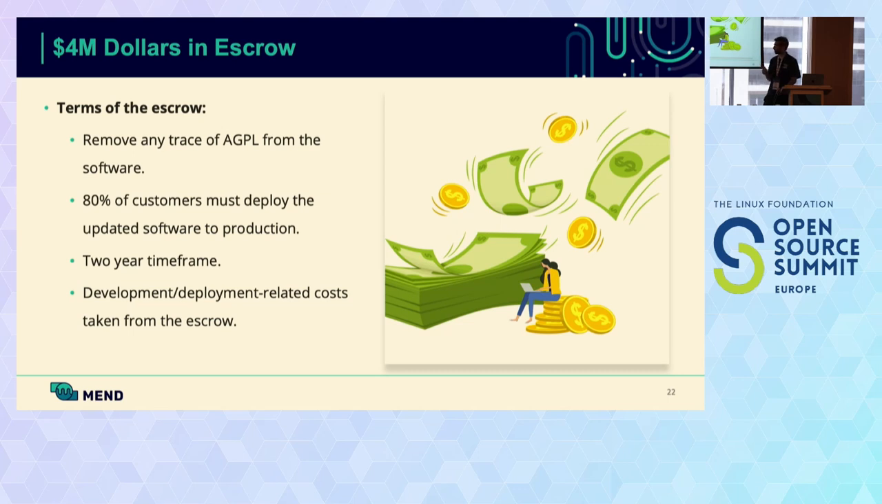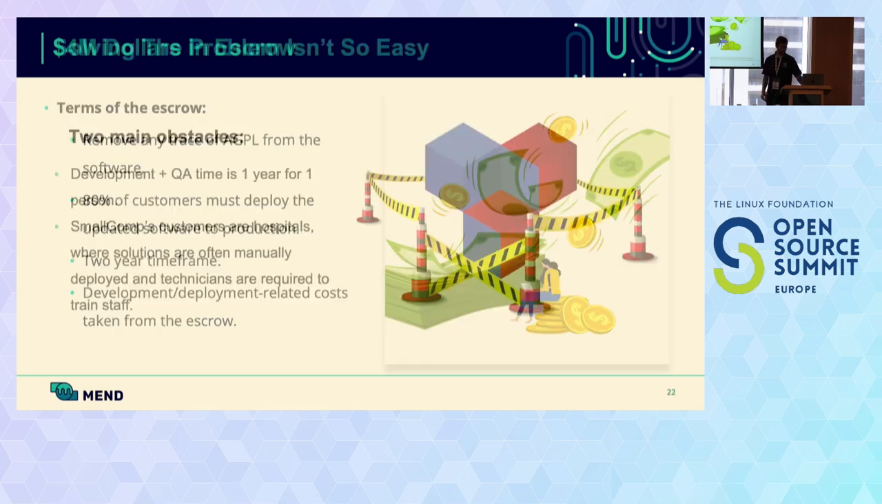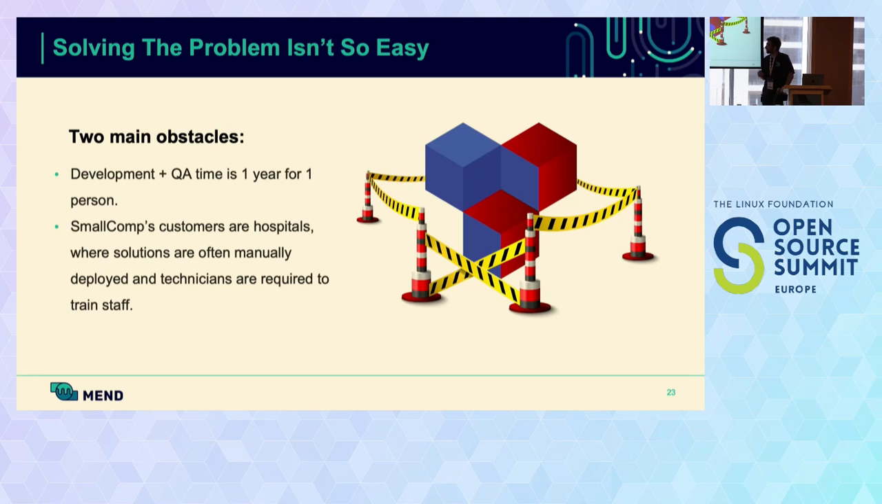So if it costs $500,000 to develop and deploy the fix, then Small Comp shareholders are only going to receive $3.5 million from the deal. It doesn't sound too complicated, right? Removing one open source component and deploying it to production. But Small Comp actually had two main obstacles during this time. The first was that just removing the component was estimated at 1 year for one person of development and QA. And again, Small Comp is a very small company, so they don't have many resources, and they can only afford to put one person on this task. So that's 1 year out of the two pretty much gone right there. And the second is that Small Comp's customers are hospitals.